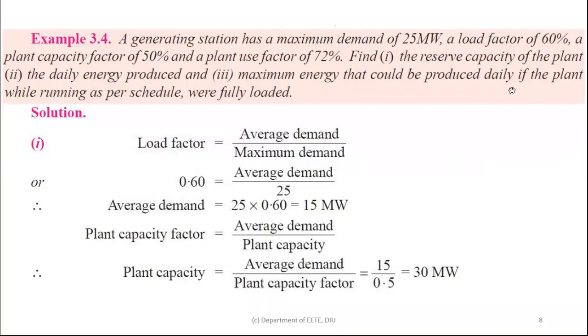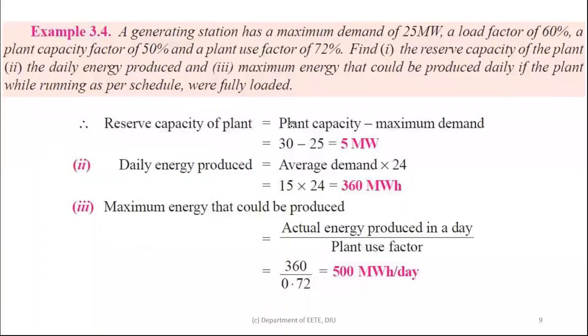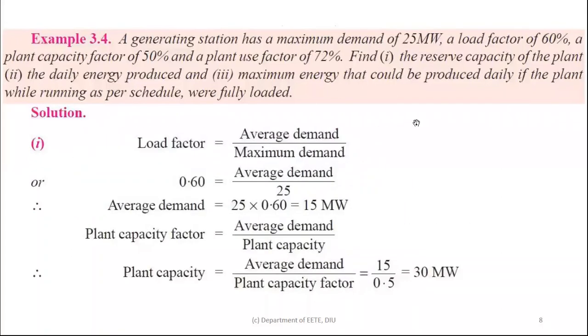So almost all three factors have been given, and we have three questions to solve one by one. The first one is the reserve capacity. If you remember properly, the reserve capacity is the plant capacity minus maximum demand. The maximum demand is given as 25 megawatt, so we need to find the plant capacity.